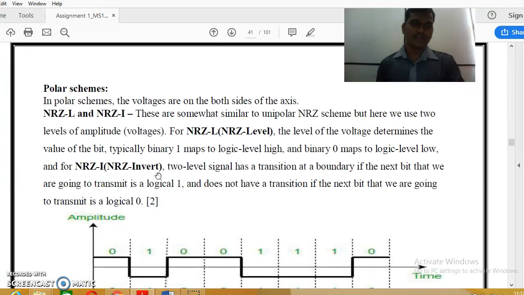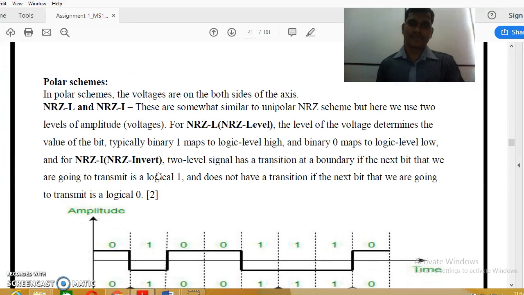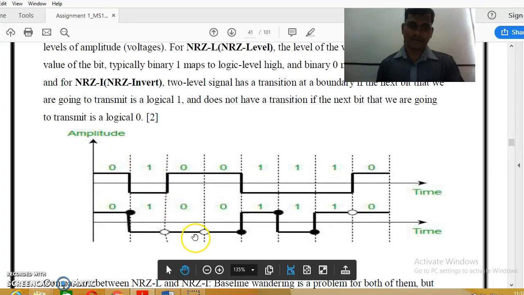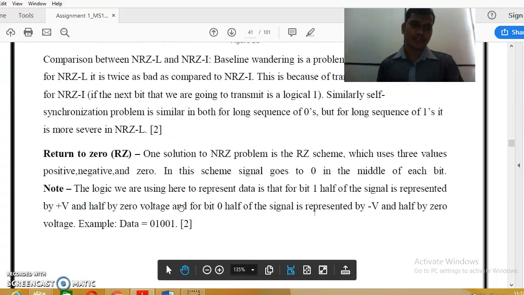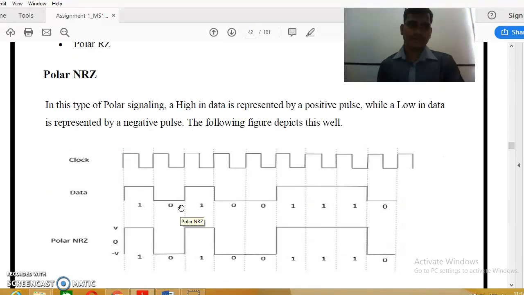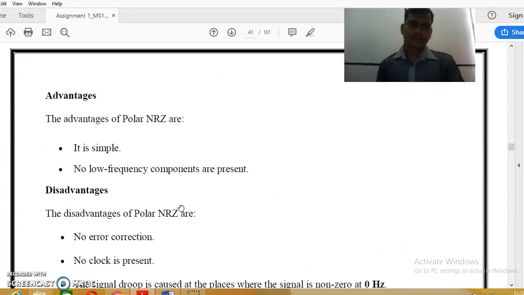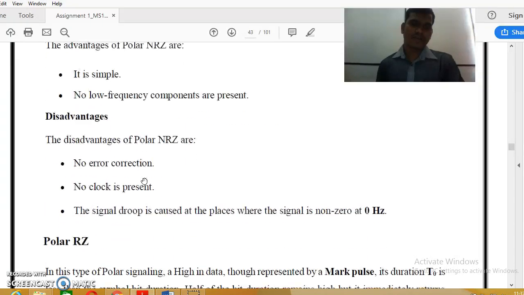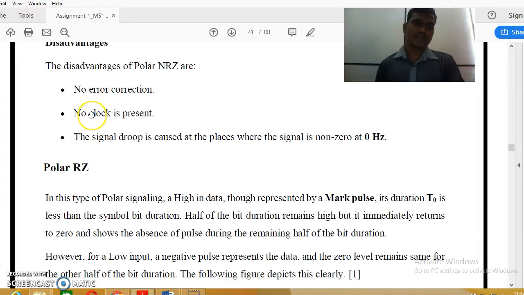Polar scheme. In the polar scheme, the voltages are on both sides of the axis. This is the figure for the polar scheme, both sides of the axis. Advantages of the polar scheme: it is simple, and no low frequency components are present. Disadvantages: no error correction, and no clock is present. The signal droop is caused at the places where the signal is non-zero.